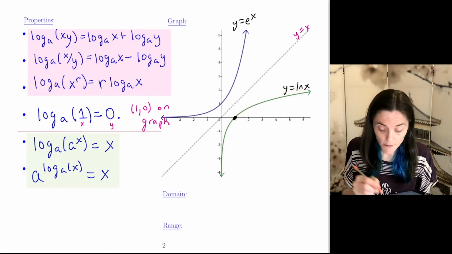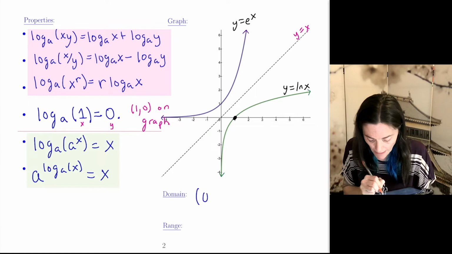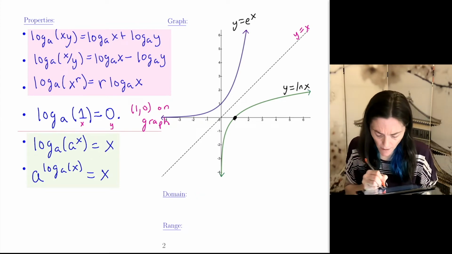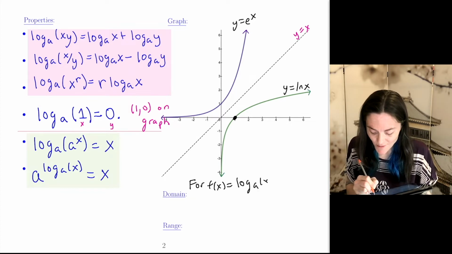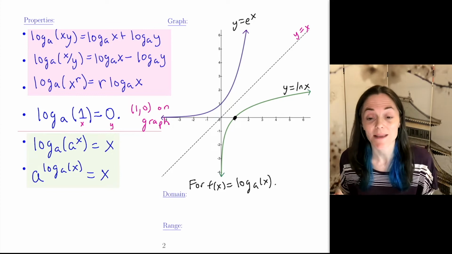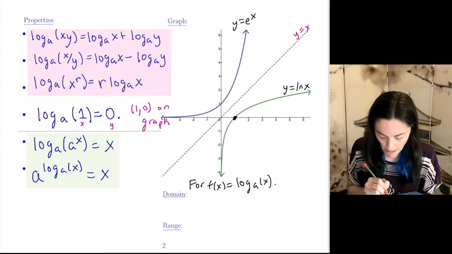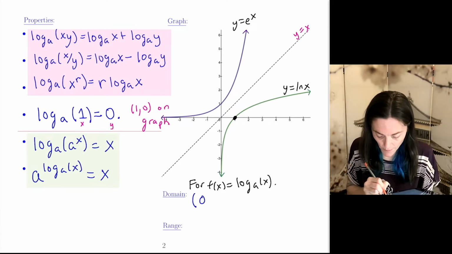From this, you see immediately we can write down the domain. Let's specify this for f of x equals log base a of x. It's much more general than just the natural log, which we have graphed. But the domain, you see, is not all real numbers.